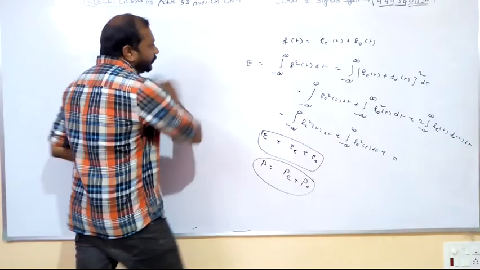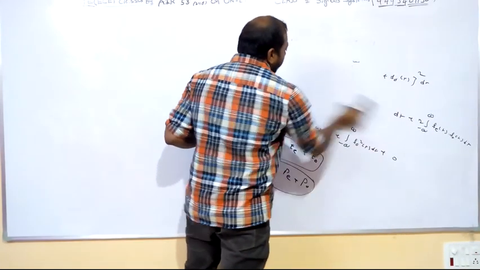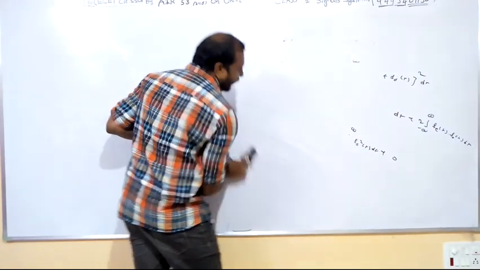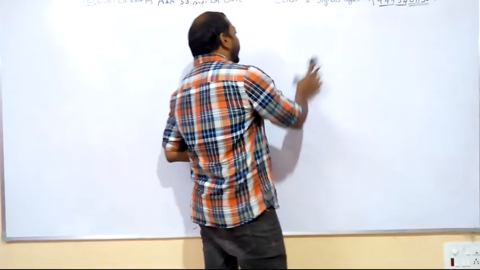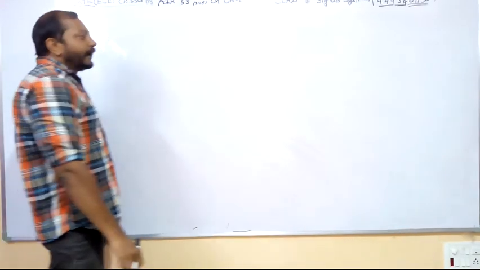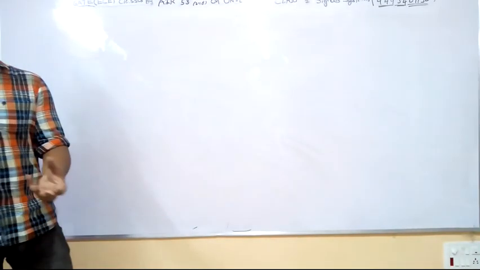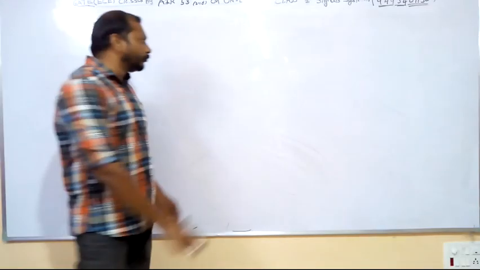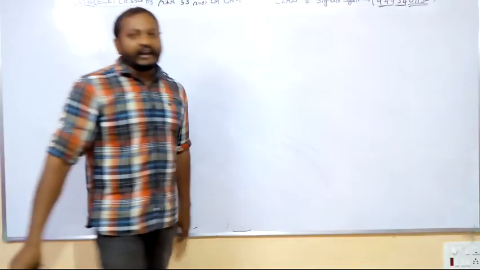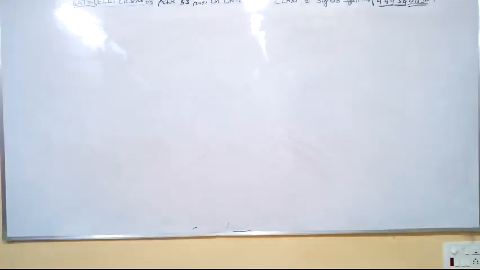If they give you the even component of the signal and ask for its energy, you can directly write it. Or if they give you the energy of the signal and the energy of the odd component directly, and ask for the energy of the even part of the signal, then the energy minus the energy of the odd component will give you the energy of the even part of the signal.